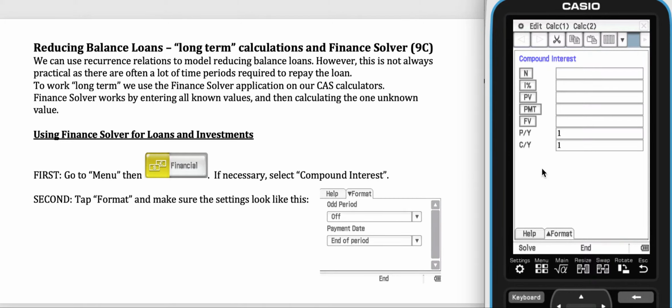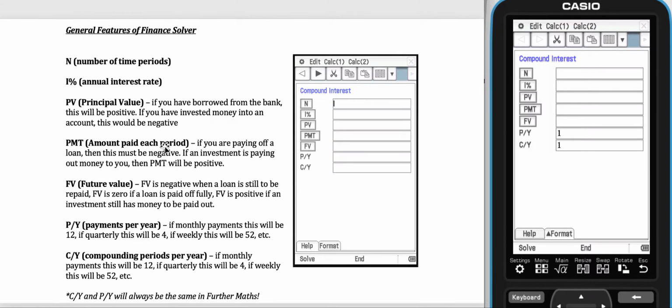All right, so let's get into what all the stuff in Finance Solver means and how we actually use this program. The stuff in this video is all just taken directly from our notes. We've got a description of all of the letters, all the inputs that we need for Finance Solver. So N stands for the number of time periods. So if you've got a loan or something that's happening over, say, 48 months, then N would be 48.